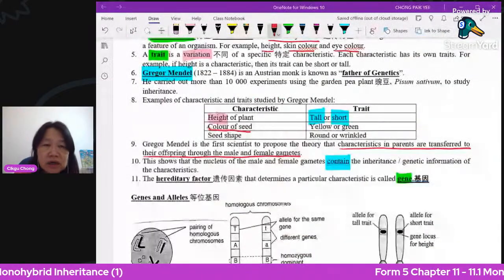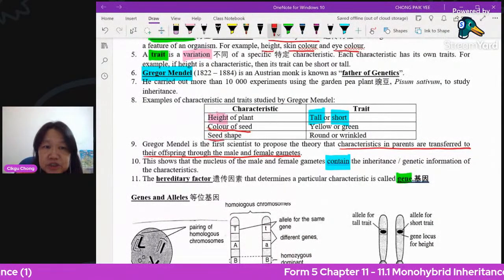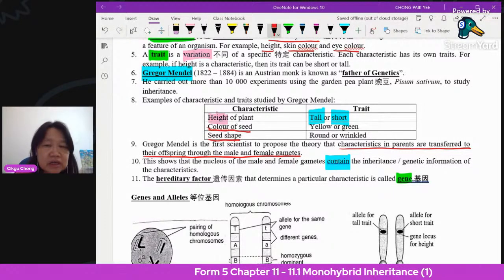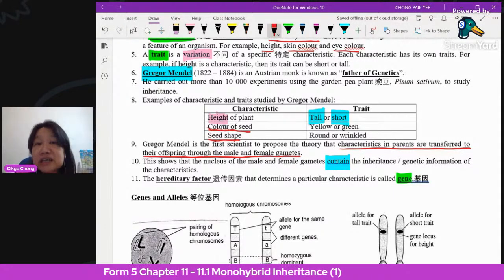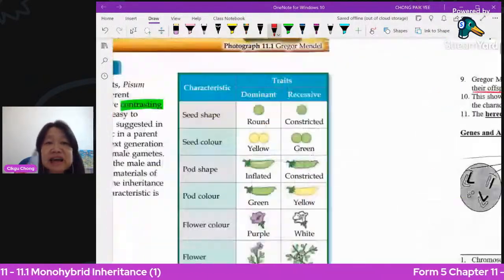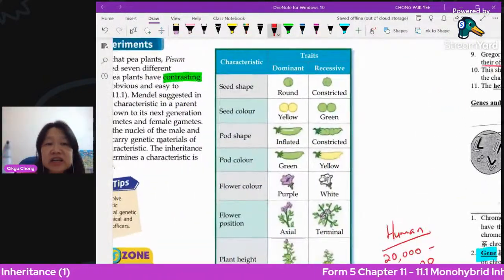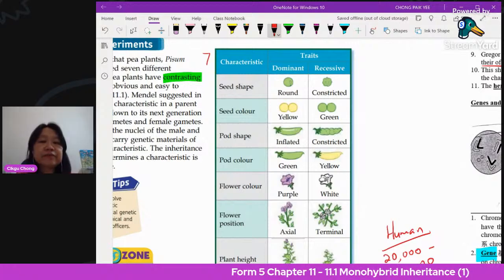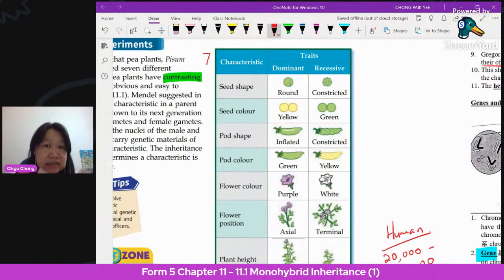trait. Okay, next, seed shape. Shape also differs, and there are two types: either they are round or wrinkled. What does it mean by wrinkled? Let me show you. You see all this? These are the 7 characteristics that he studied. In Pisum sativum, there are 7 different characteristics that he studied.